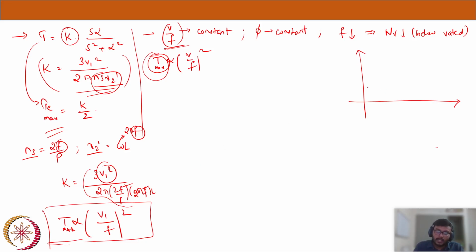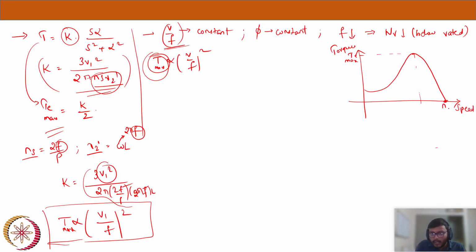Now let's say initially this is the speed axis, this is the torque axis, and this is the maximum torque, and this is the slip at which I get the maximum torque, but that's not a point of discussion right now. The point of discussion is speed control.